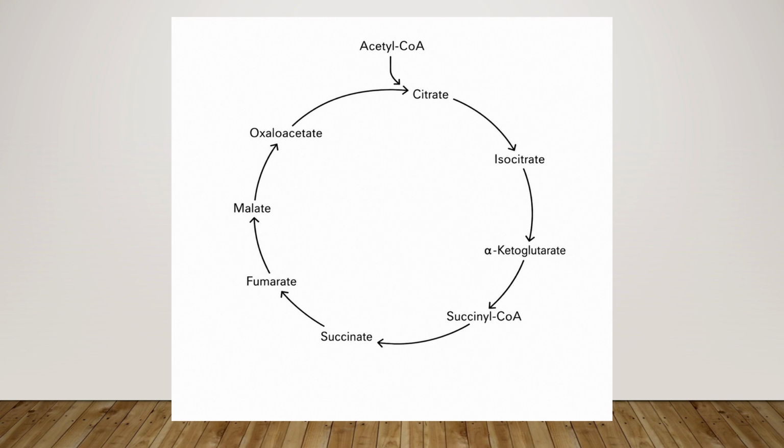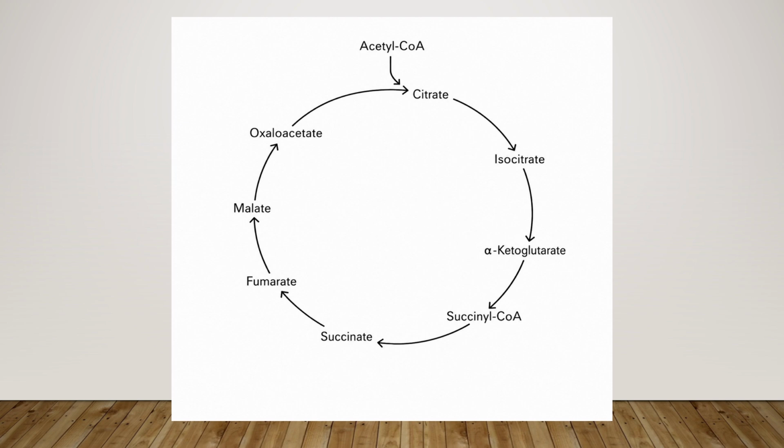If you are looking at this simplest outline, you must understand how to draw it. Yes students, to draw the simplest outline you must remember the names of all these compounds, because memorization is part of the learning process. So the first compound is citrate, second is isocitrate, alpha ketoglutarate, succinyl coenzyme A, succinate, fumarate, malate, and the last is oxaloacetate.